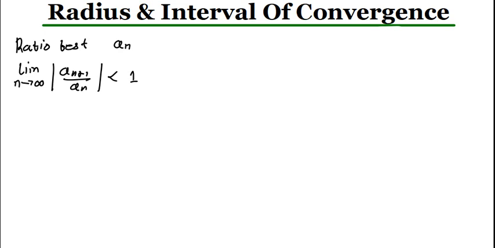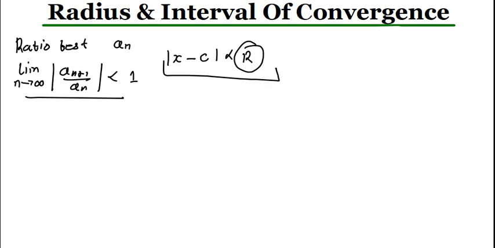The way you can basically write it is this way. It's more like having the absolute value of x minus c, where c is some constant, less than r. So this r right here is the radius. We're going to use this method to come up with this format. Then whatever you have here is going to be the radius.